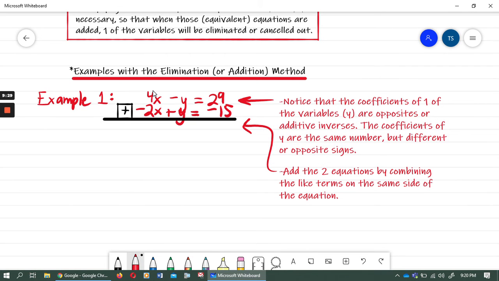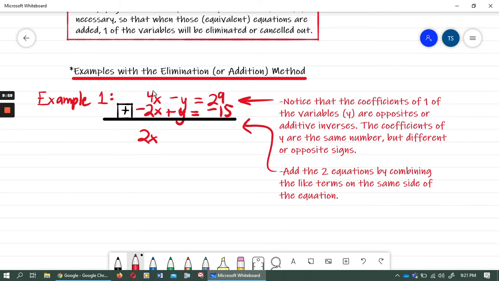Alright, so 4x minus 2x, or 4x plus negative 2x. We should know what that is, shouldn't we? You need to know what that is. It's 2x, right? When we combine those two like terms, because they're both on the left side of the equation, even if they're in two different equations, 4x plus negative 2x gives us 2x.